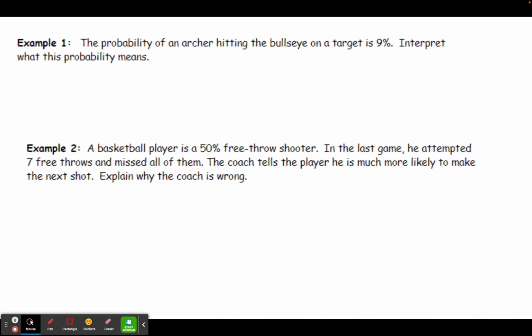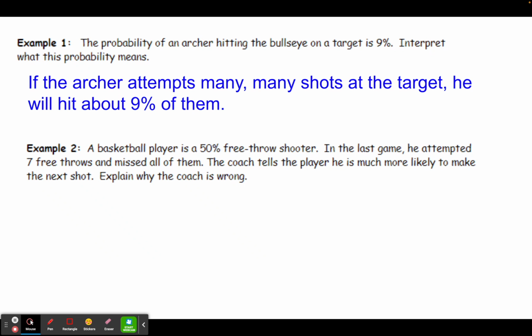All right, for example number 1 in your notes, it says, the probability of an archer hitting a bullseye on a target is 9%. Interpret what this probability means. What that means is if the archer attempts many shots at the target, he will hit about 9% of them.